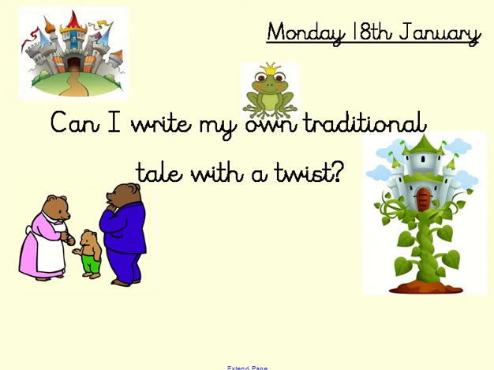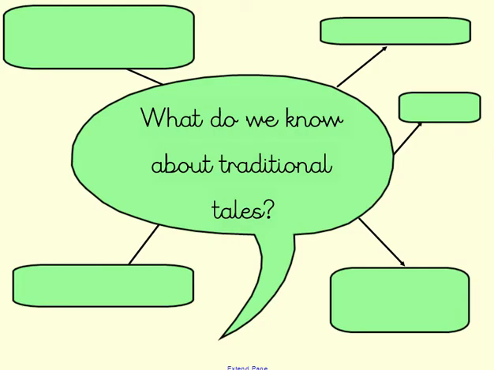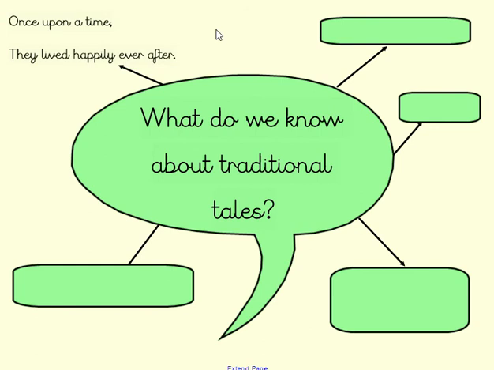Let's have a think, first of all, about what we need to include in our stories so that they're a traditional tale with a twist. Can we remember back at the very beginning, when we thought about what we already know about traditional tales? We know that they begin with once upon a time, and our characters often live happily ever after. Our story might be slightly different from this, because our version is from the Pea's perspective, but we could use once upon a time if we wanted to.